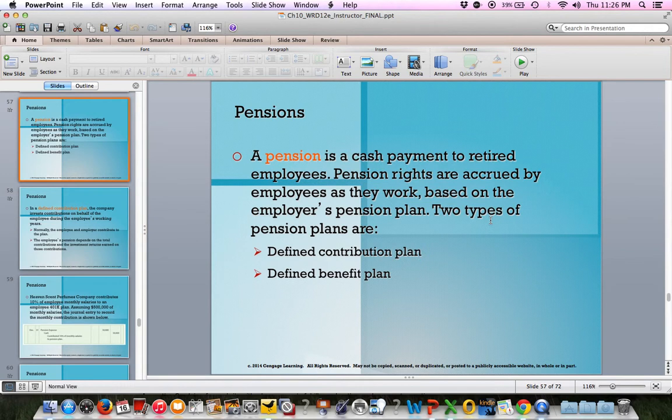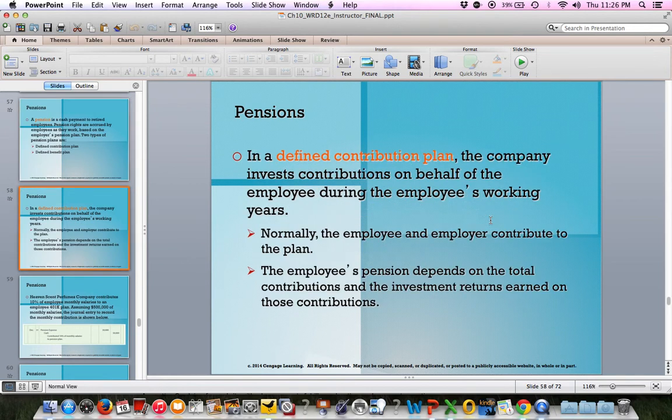And so with pensions, just know that they accrue by time served. Basically, the more you work, the more hours or time you put in, the more you begin to accrue the benefit. There are two kinds of benefit plans: defined contribution and defined benefit. We'll talk about each one here. Defined contribution is where the company invests contributions on behalf of the employee during the employee's working years. It says normally the employee and employer contribute to the plan, and the employee's pension depends on the total contributions and the investment returns earned on those contributions. So that's the traditional way that's been around a long time.